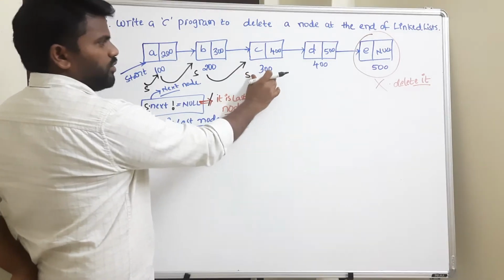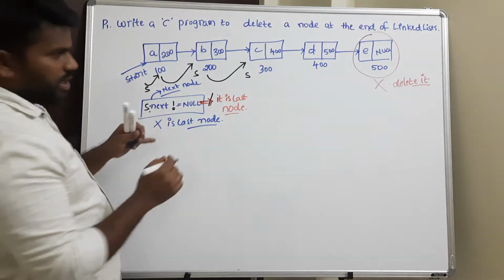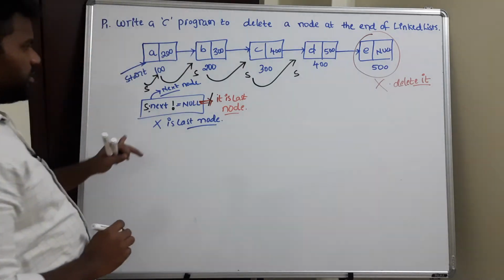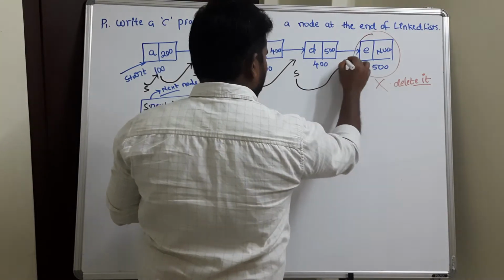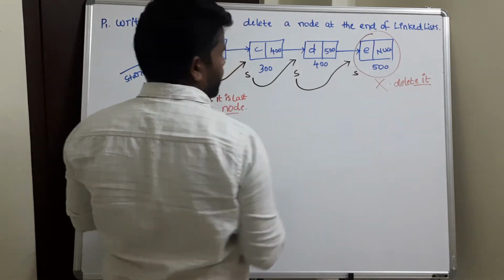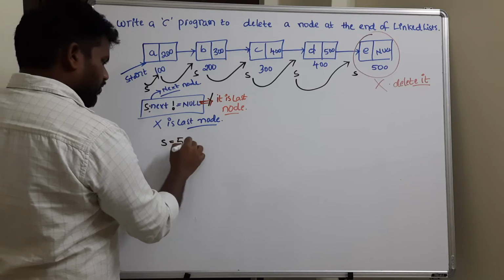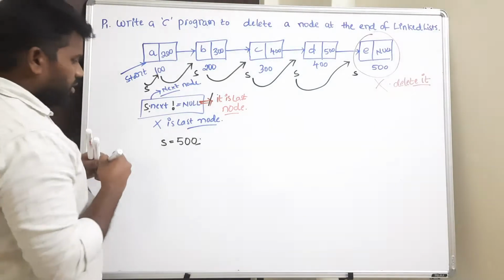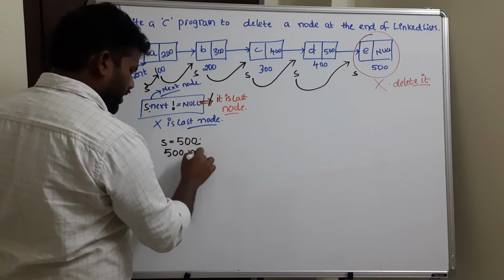Now S is pointing to 300. Again we check that S dot next is not equal to null, and we move from here to here. Again we checked S dot next not equal to null, then moved from here to here. So now we came here. What is our S address? S is pointing to 500. So what is S dot next? S is 500, so 500 dot next.